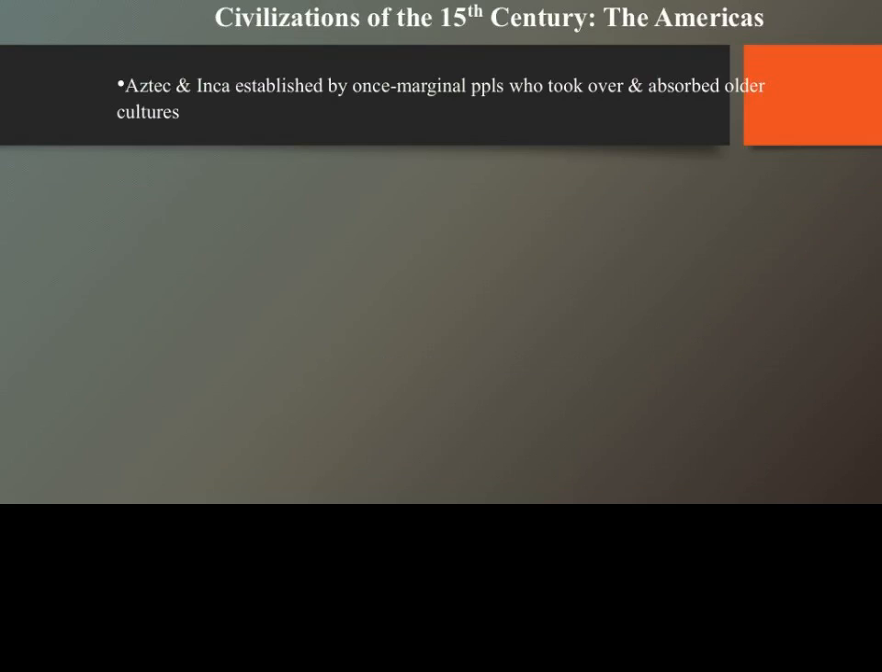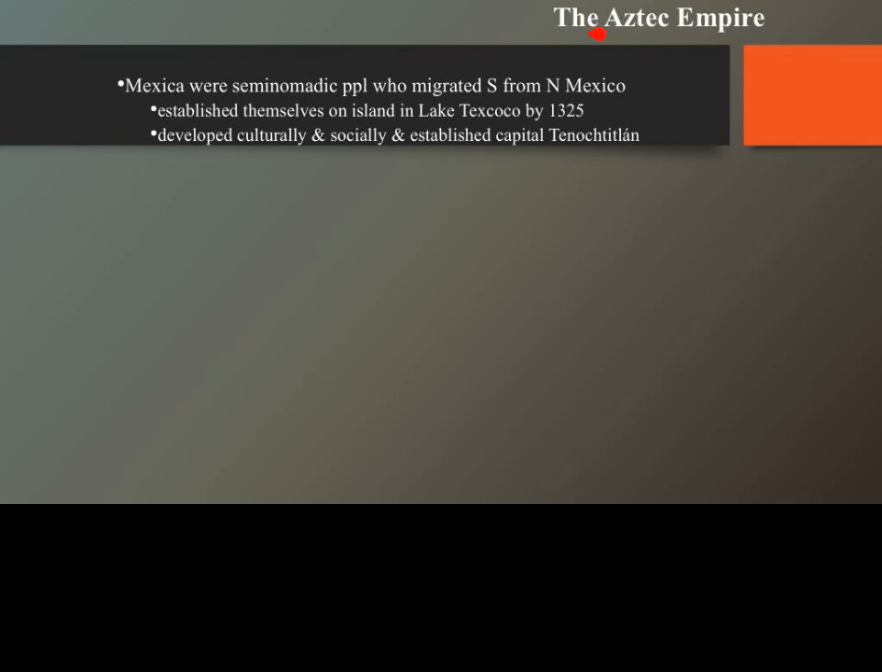Okay, the Aztec and Inca established, or were established by, once marginal peoples who were basically taken over and then absorbed older cultures. And so let's start with the Aztec Empire. The Mexica were a semi-nomadic people who migrated southward from northern Mexico, and they established themselves on an island in Lake Texcoco by 1325, and built themselves a grand center and established a capital city of Tenochtitlan.